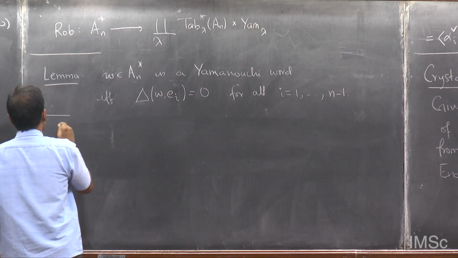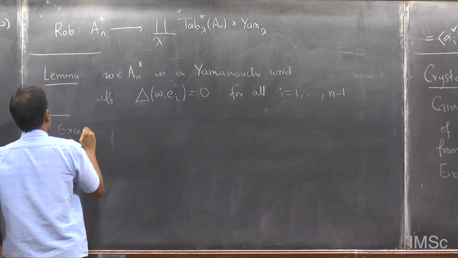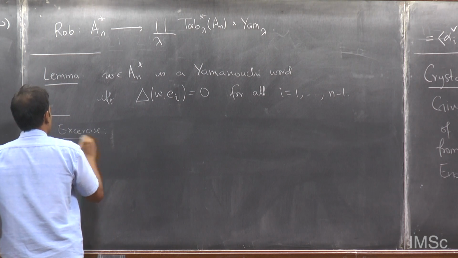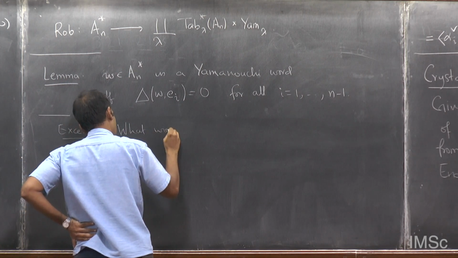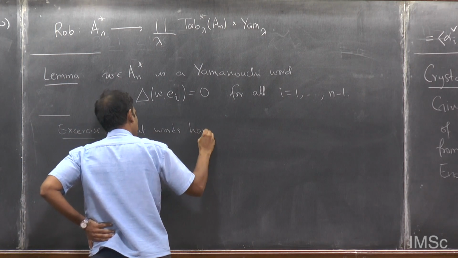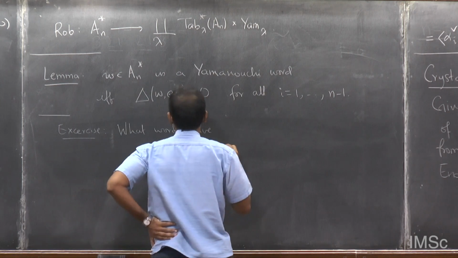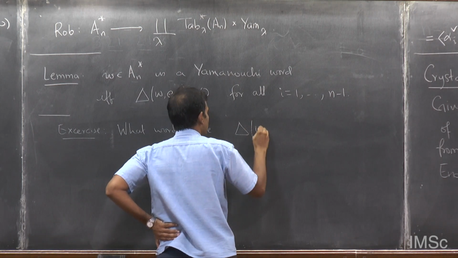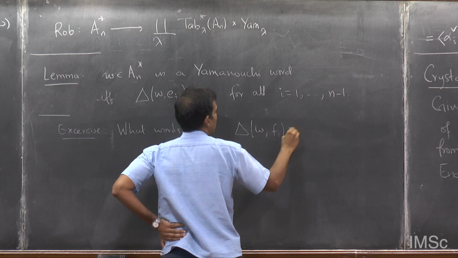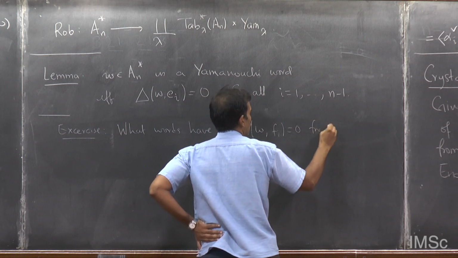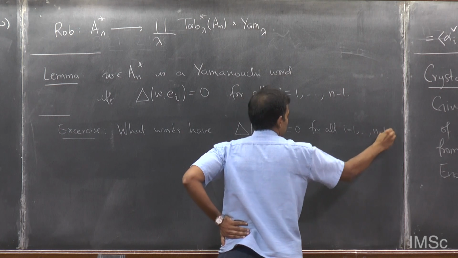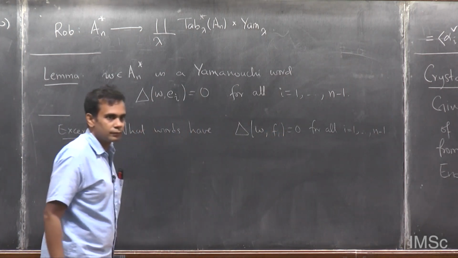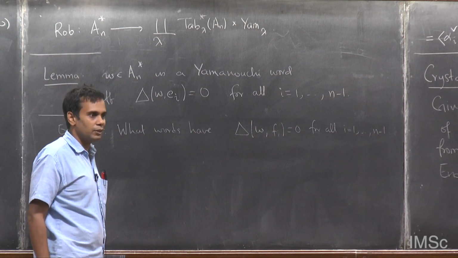So here is another exercise. Give a different description of words which have delta w f_i equals 0 for all i equals 1 to n minus 1. These are what I would call anti-Yamanouchi words.